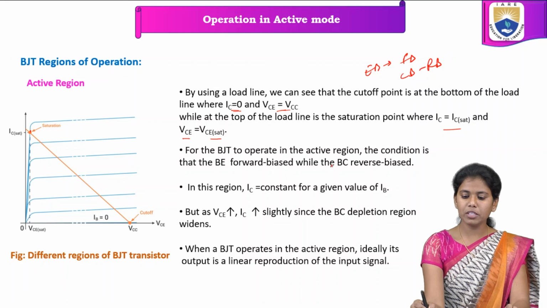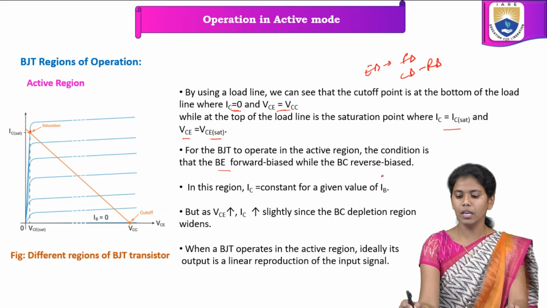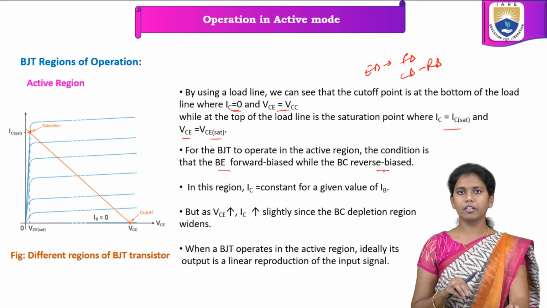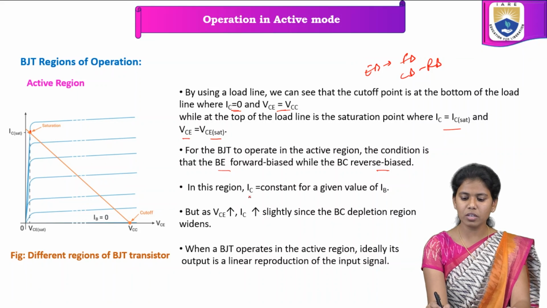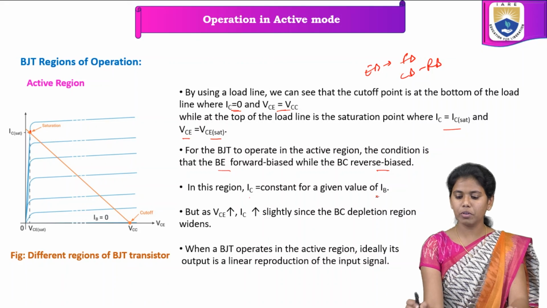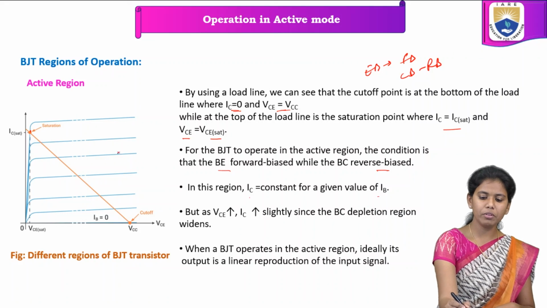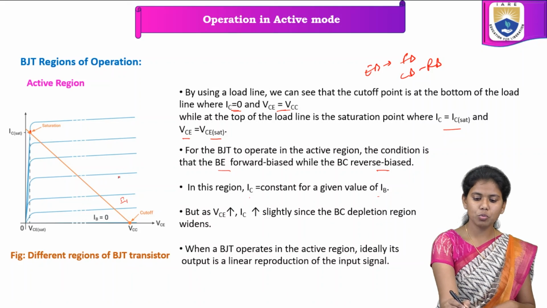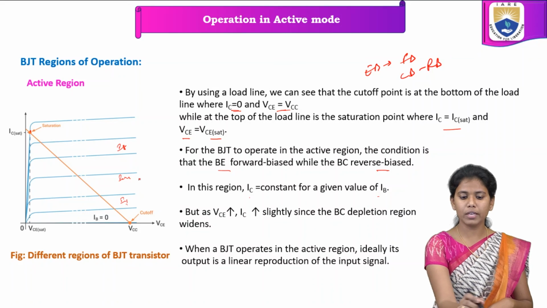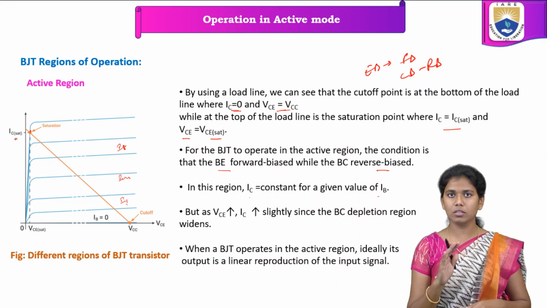Then for the BJT to operate in active mode, the condition is BE forward while BC reverse, this we know. So in the active mode region, the emitter base junction acts as forward bias and the collector base junction acts as reverse bias. In this region, IC is constant for a given value of IB. For IB equal to 0, 1, 4, 8, for a given value of IB, IC becomes saturated, that is constant.